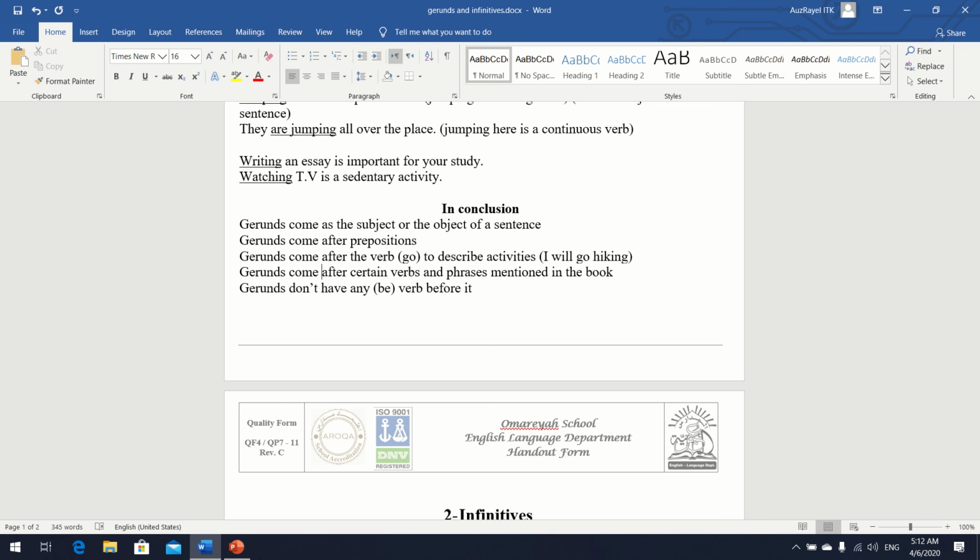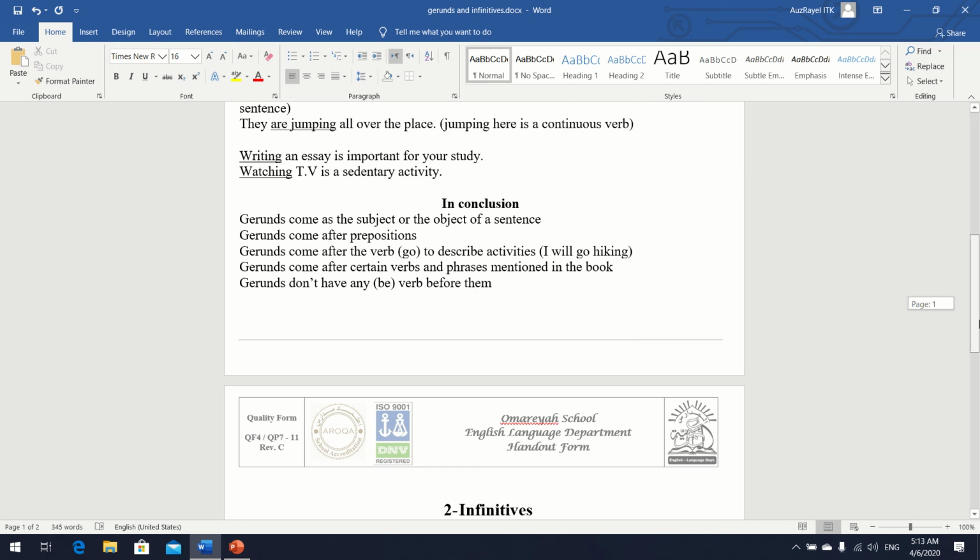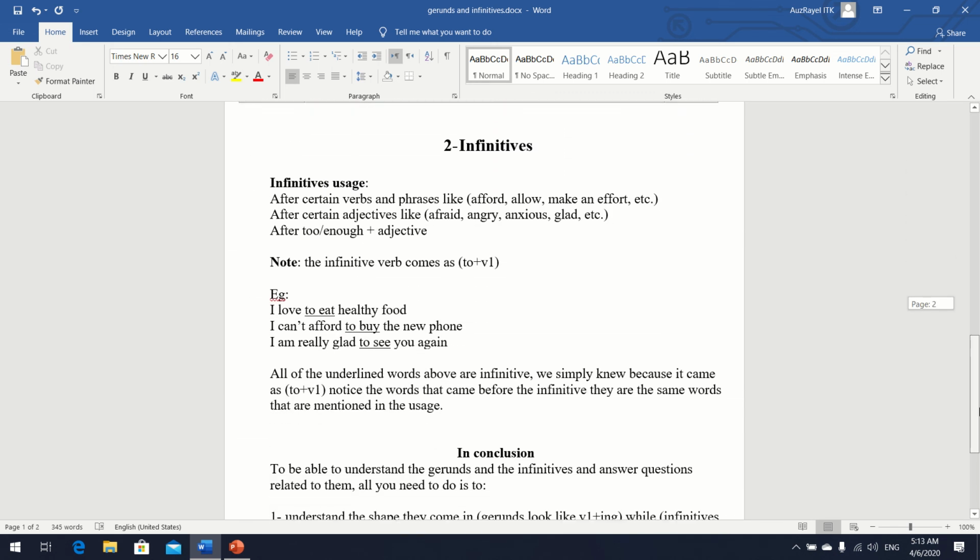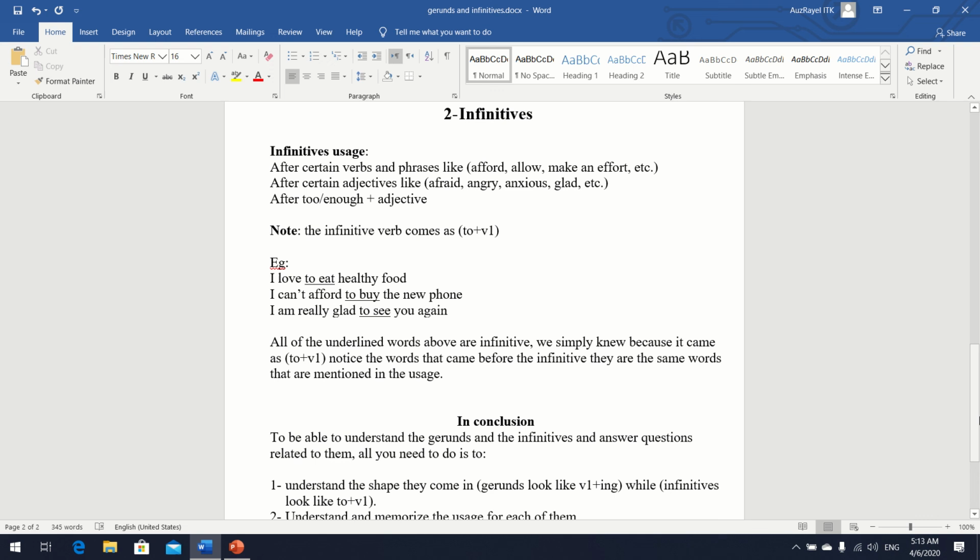So you need to memorize all the sentences and the phrases and the verbs that come before the gerund in order to put gerunds after you see them. Gerunds don't have any be verb before them. Okay, so there's no be verb before the gerunds. And that's how we differentiate between a gerund and the verb ing, or the continuous verb.